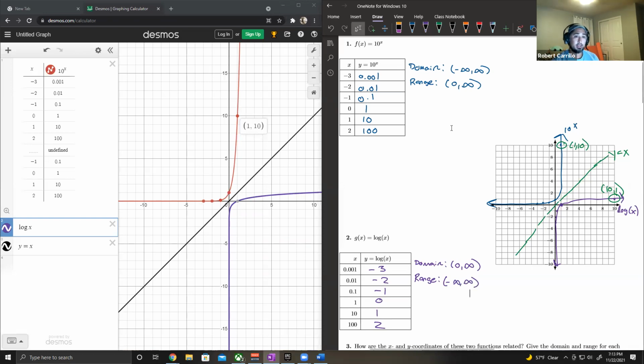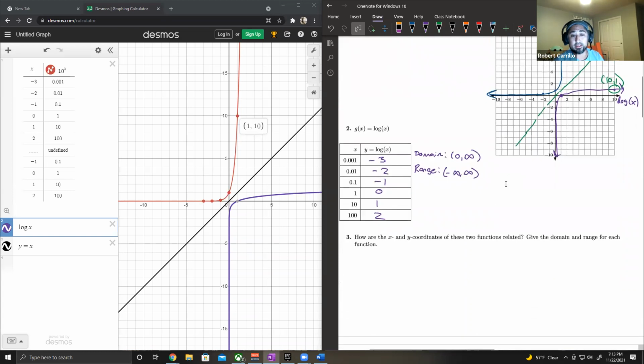So remember, x and y values switch, domain and range values switch, and then x and y coordinates will swap. Or, like we like to say fancy, x and y values interchange. So we can say x, y values interchange.